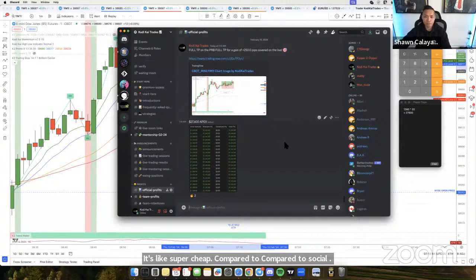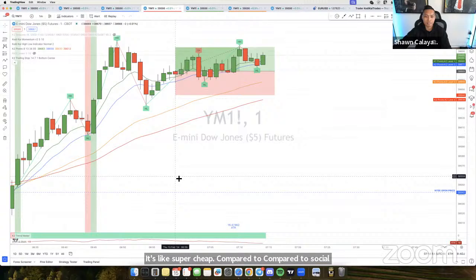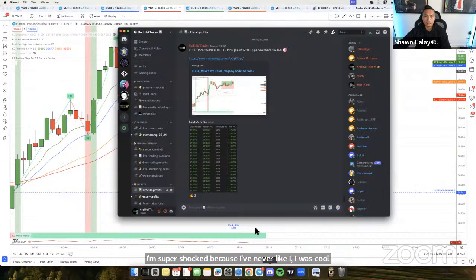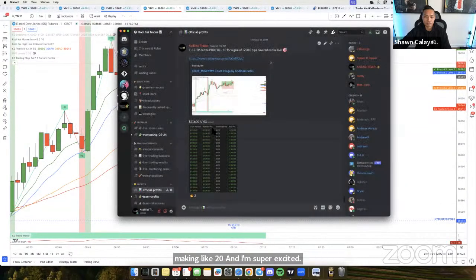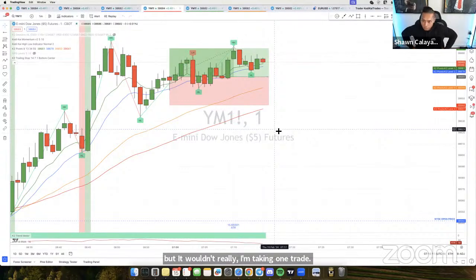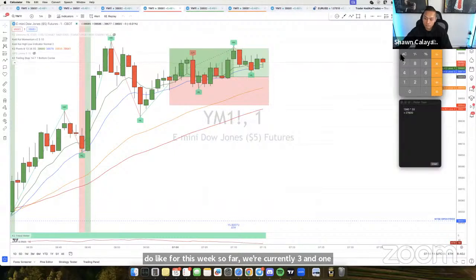I'm super shocked because I was cool with like 6,000 before with like 10 accounts. Now I'm making like 20 and I'm just super excited. I know you shouldn't get emotional with trading, but it wouldn't really matter because I'm taking one trade. As long as we have a high win-loss ratio, which we do, like for this week so far, we're currently 3-1, right? So for this week, 3 divided by 4, we're currently at a 75% win rate for a 1-to-1 risk reward. As long as you stay above 50%, you'll be in profit at the end of the week.